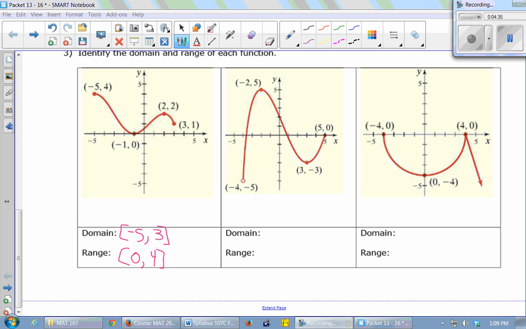Okay, so for the domain of this one, smallest x is -4, and the biggest x is 5. So I do -4, 5. And I have an open circle at that -4 x value, so I'm going to put a parenthesis there. And I have a closed circle at 5, 0, so I put a square bracket there. And then the range, smallest y to biggest y, that's -5 to 5, not included, included.